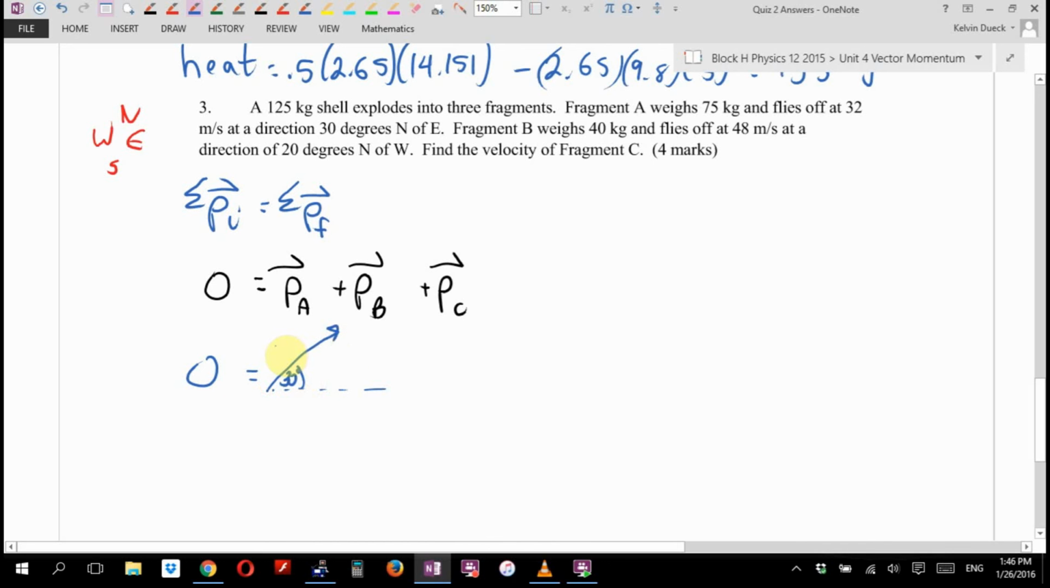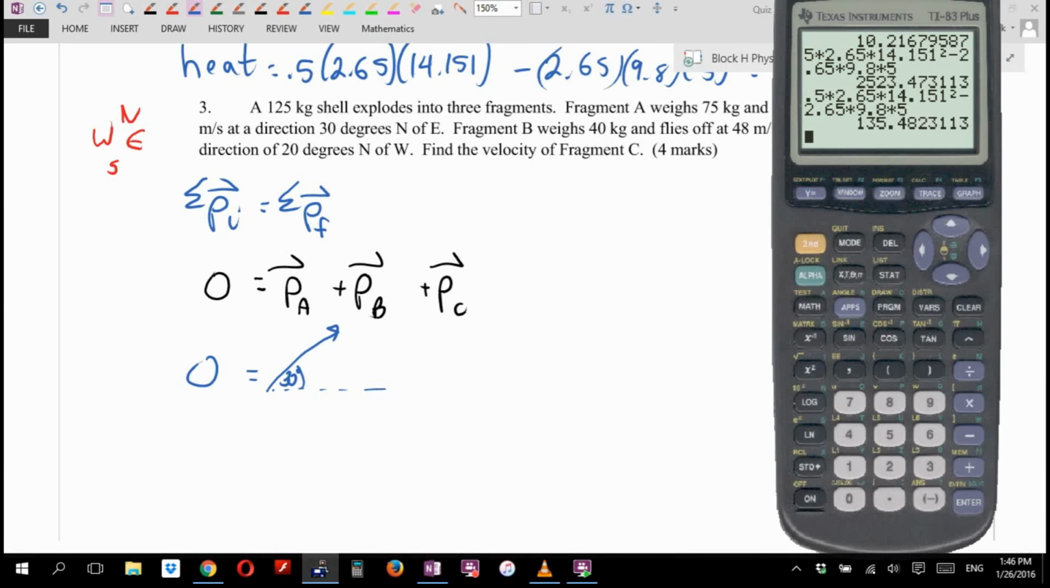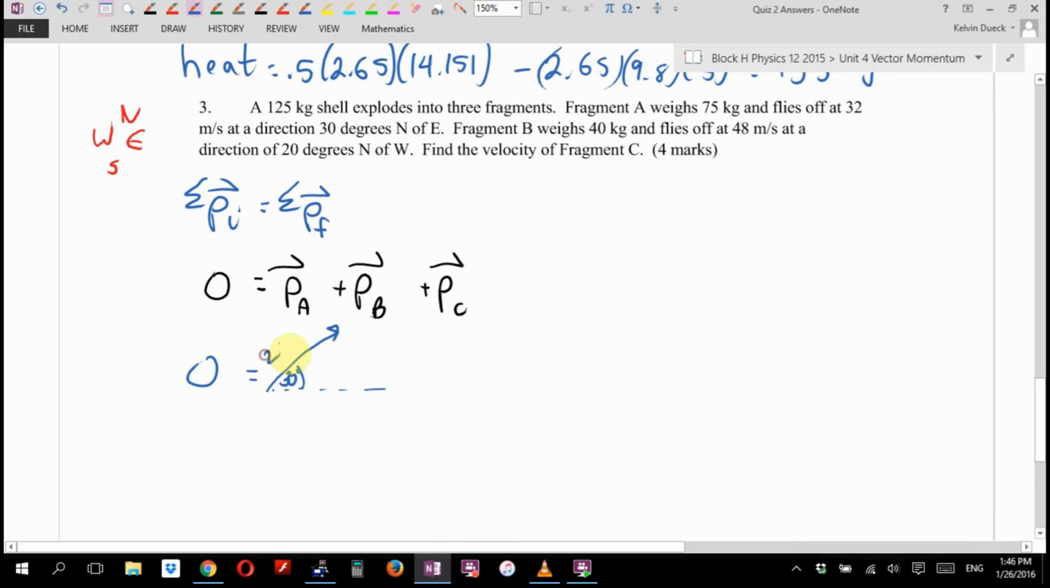So here is piece A. If I go mass times velocity, 75 times 32, I get, is it 2400? Is that right? Yay.